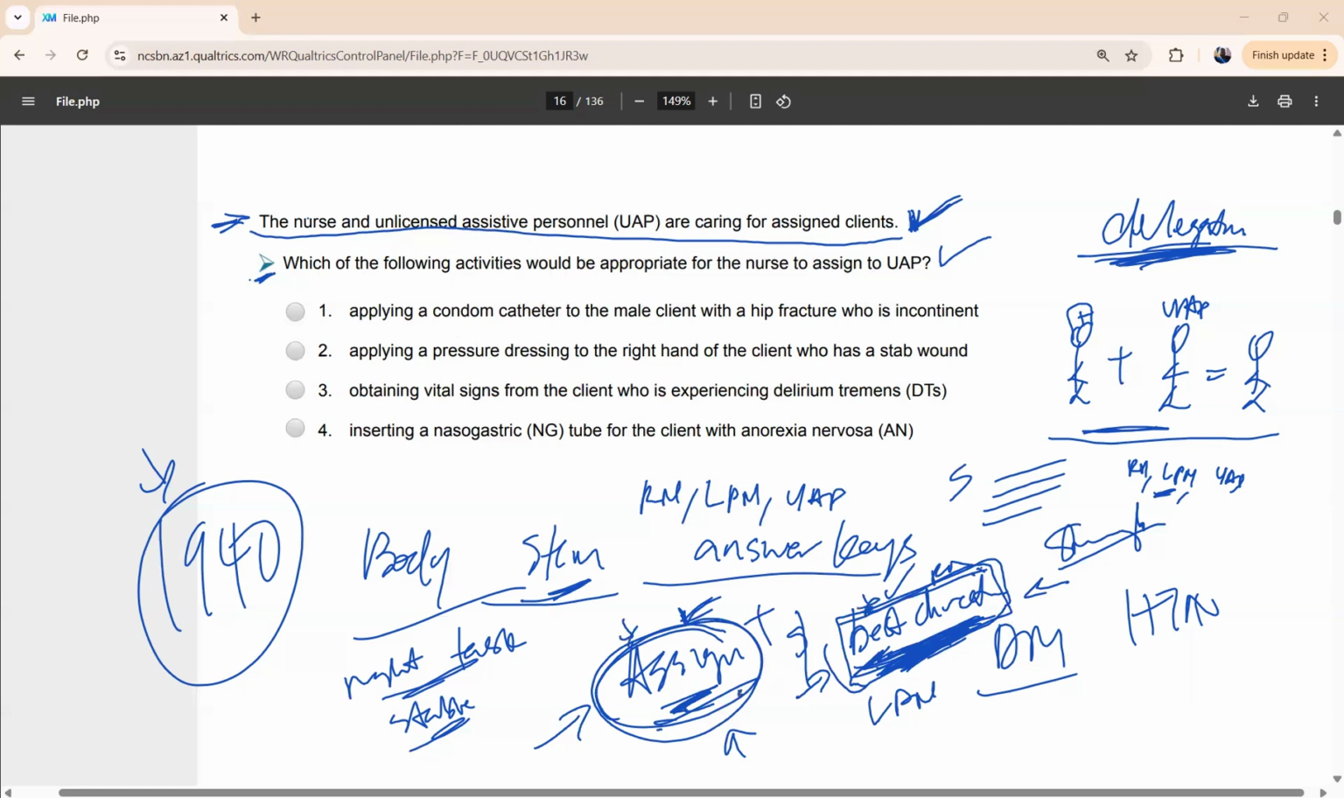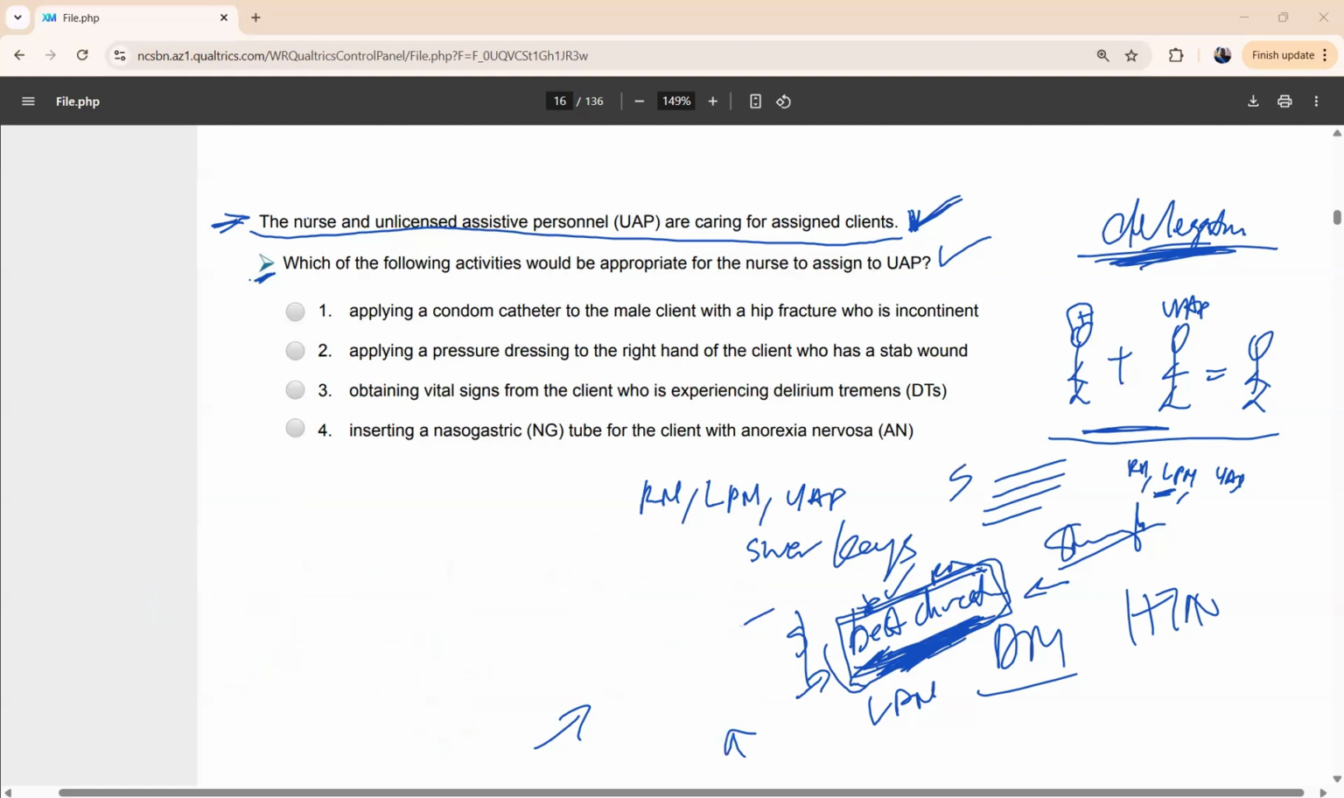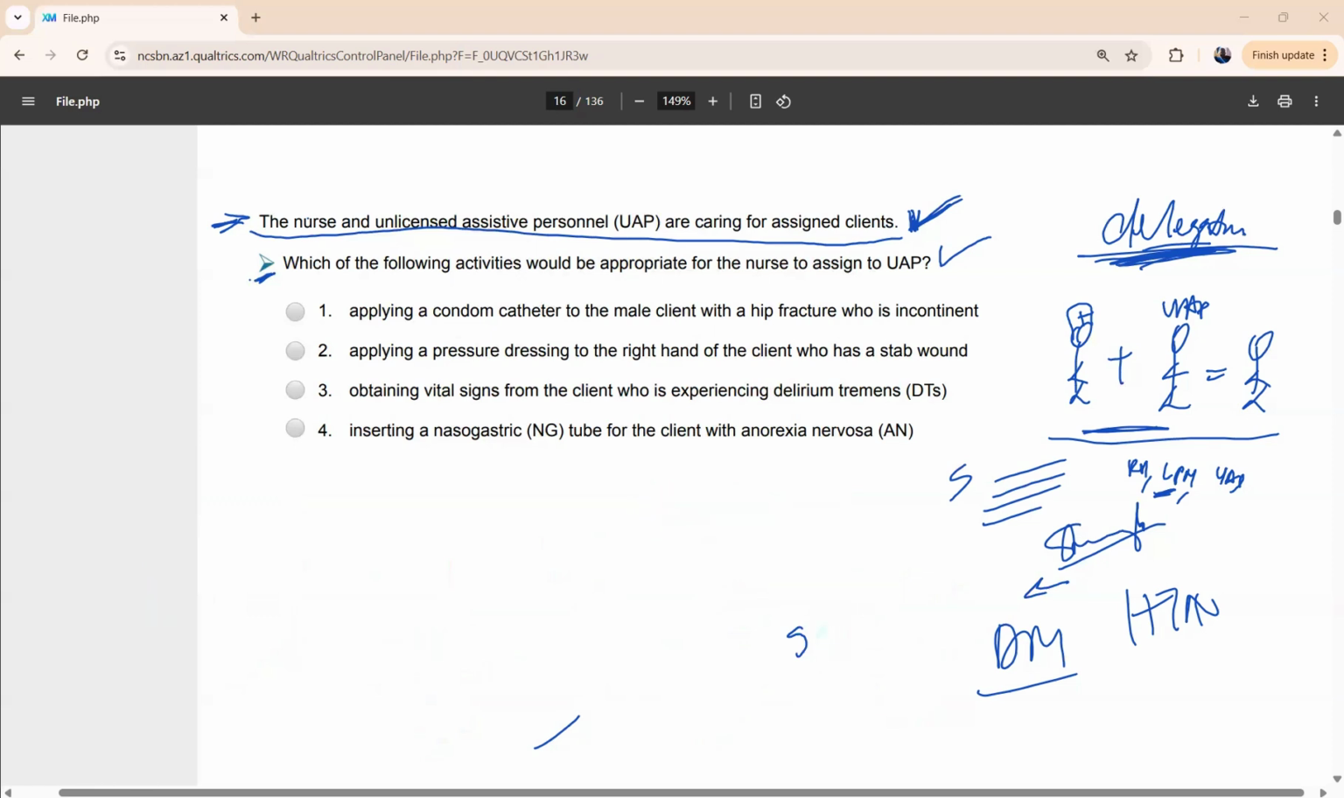So pay attention. That's the main reason why you want to know how the NCLEX writes the question. Because if I did not know how the NCLEX writes the question, when I saw a best direction question on the exam, I would have been like, how do they want me to answer this question?